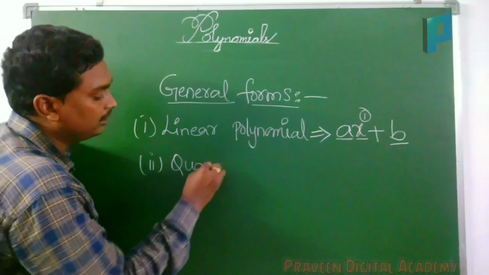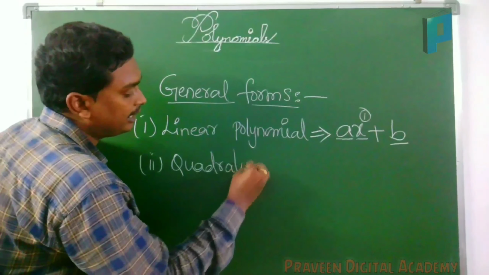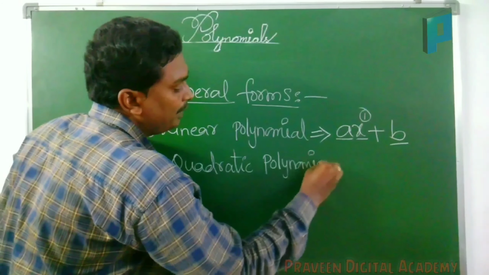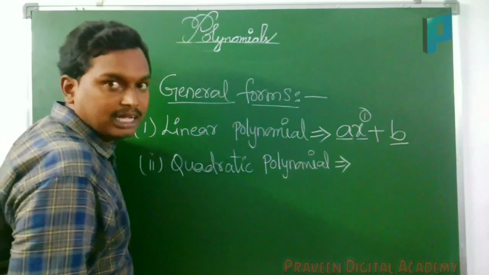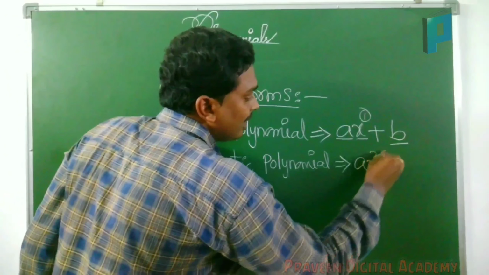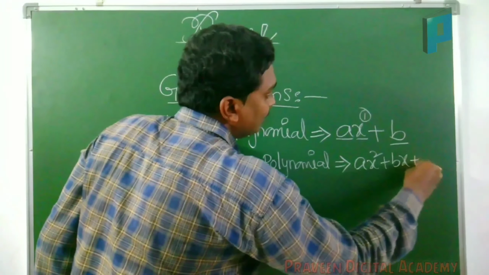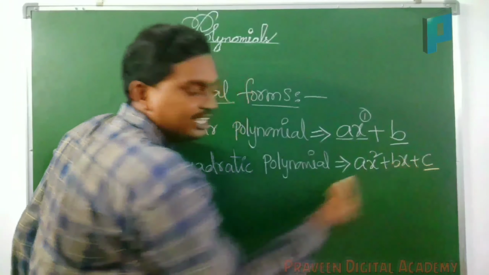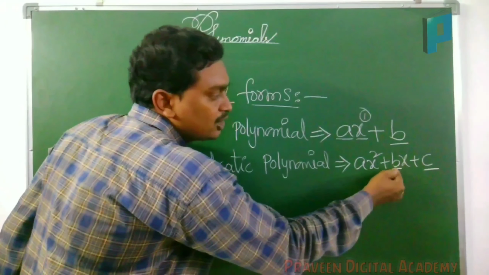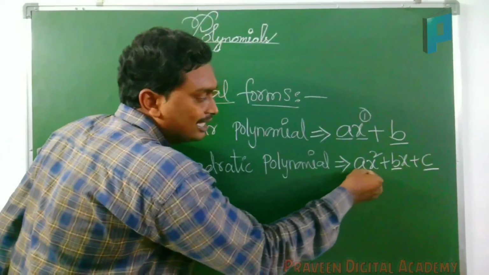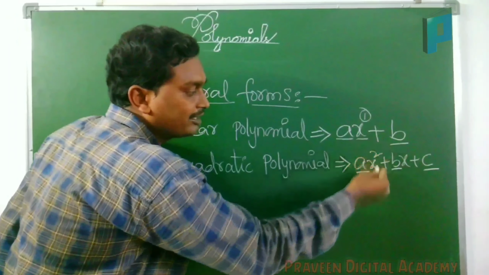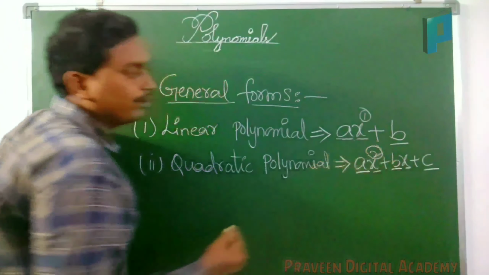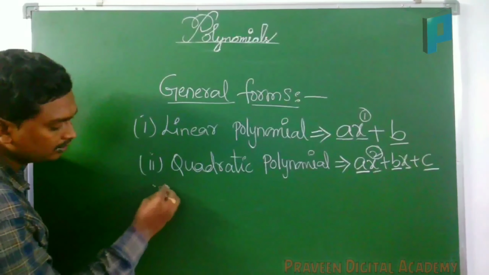Quadratic polynomial, general form. What is the quadratic polynomial here? ax square plus bx plus c is the general form of quadratic polynomial, where c is called a constant, b is called the coefficient of x, a is called the coefficient of x square, this x is called a variable, and the degree of the polynomial is 2.